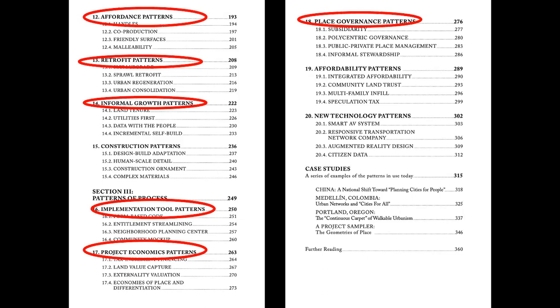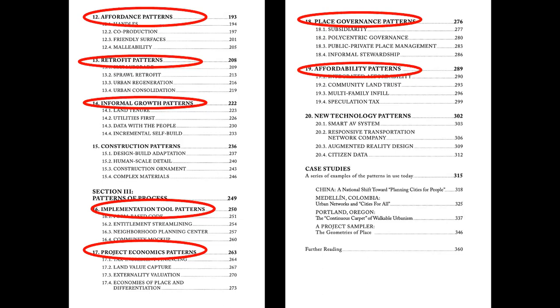Public-private place management, this is a very thorny issue. Often the private interests run roughshod over the public, or sometimes it happens the other way. We need a more optimum way of collaborating and maintaining the rights of the public to, for example, use public space that private entities are creating, and so on. Various forms of informal stewardship that are so important as well.